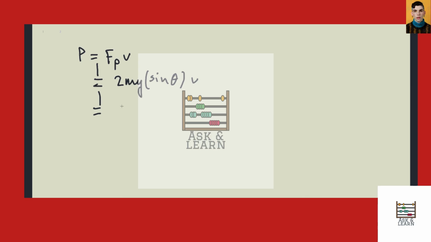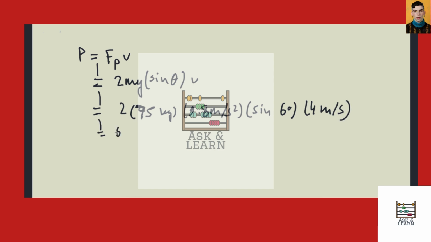And so plugging in values, we have 75 kilograms for mass times 9.8 meters per second squared for g times sine 6 degrees times velocity, which is 4 meters per second, giving us 610 watts of power. And that's it.